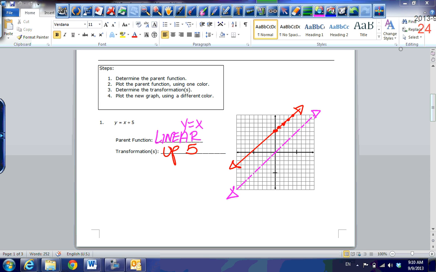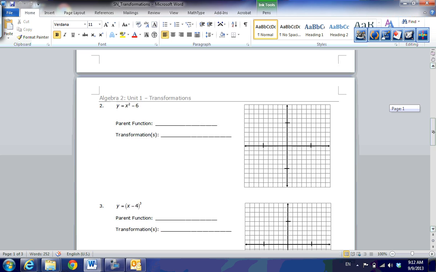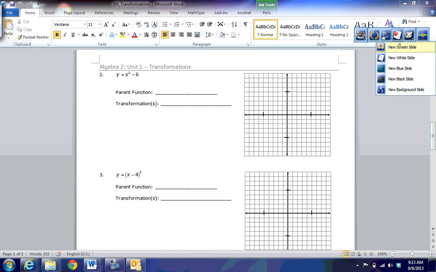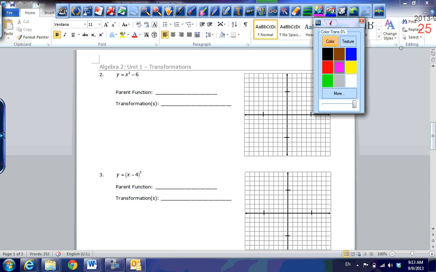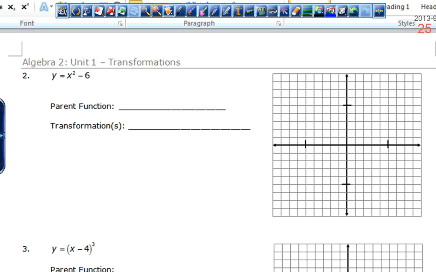Difficult, easy, challenging, piece of cake? So-so. So-so? Okay. Let's move on. I got it squared, so what does that tell me for the parent function? It's quadratic. It is quadratic, well done.